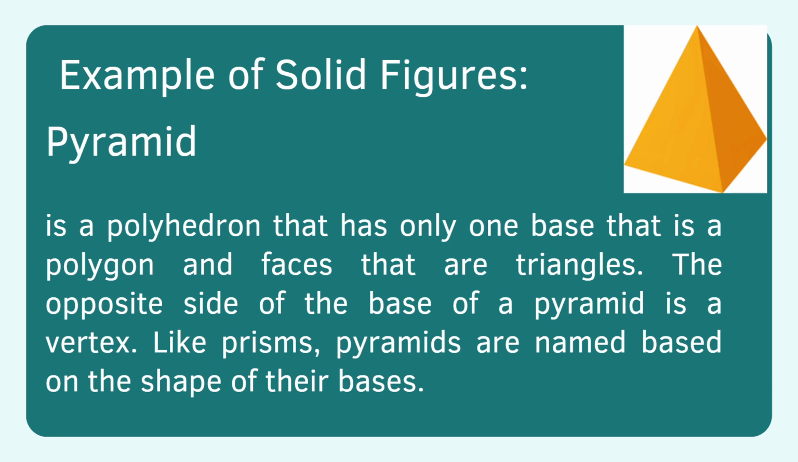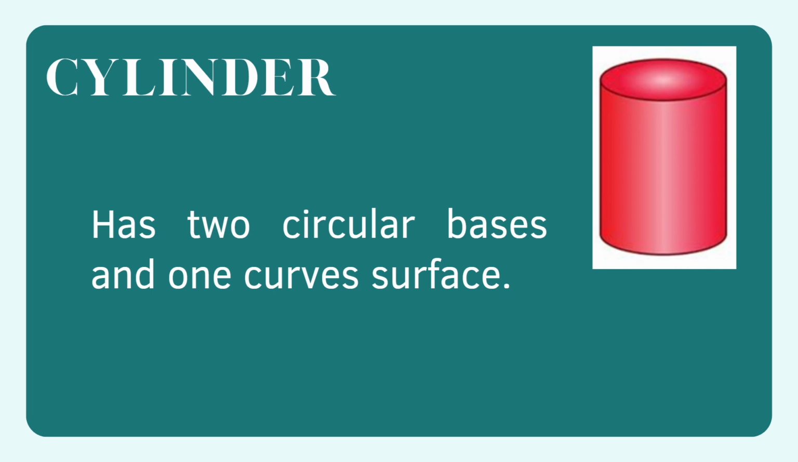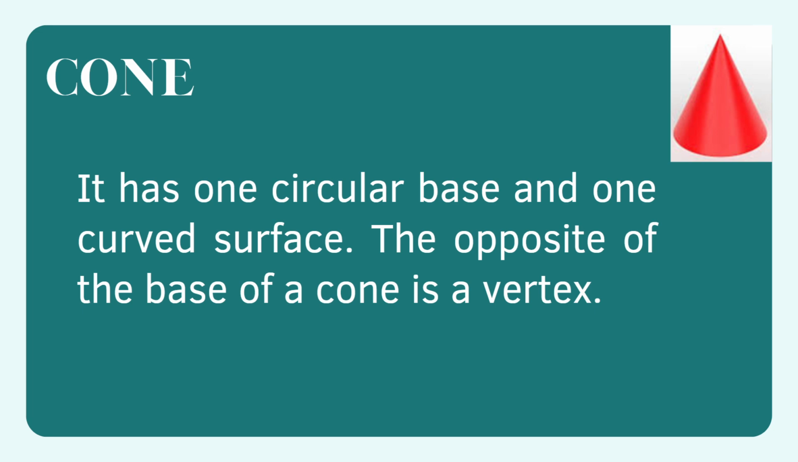Next is a cylinder. A cylinder has two circular bases and one curved surface that wraps around the sides. We have here a cone.